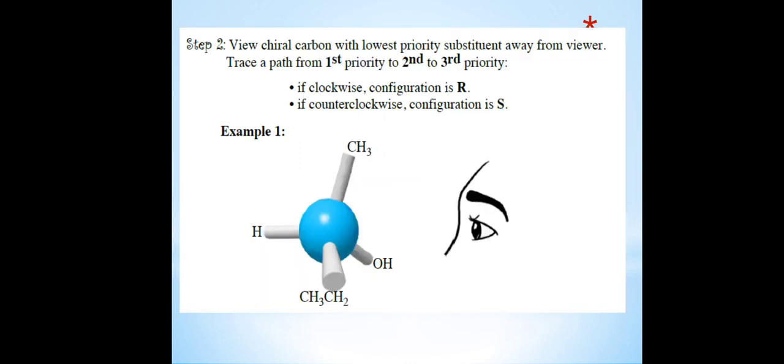Then view the chiral carbon with the lowest priority substituent away from the viewer. If the configuration is clockwise, it is called R; if counterclockwise, the configuration is S. Here in front of your eyes, CH3 is there, OH is there, CH2CH3 is there, but the fourth priority group is away from the observer.